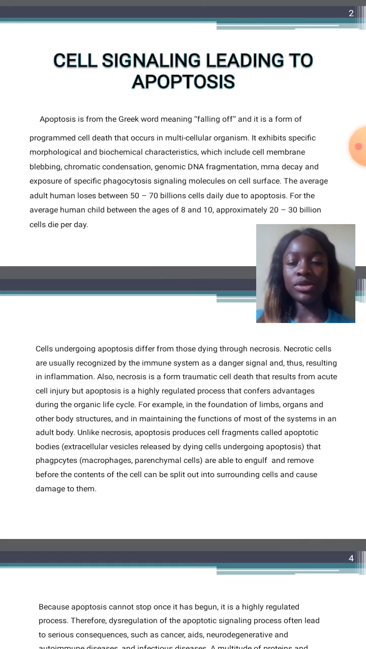Apoptosis can be said to be programmed cell death, which is totally different from necrosis. Necrosis is a traumatic cell death that is a result of acute cell injury, and the necrotic cells are seen as danger signals by the immune system.